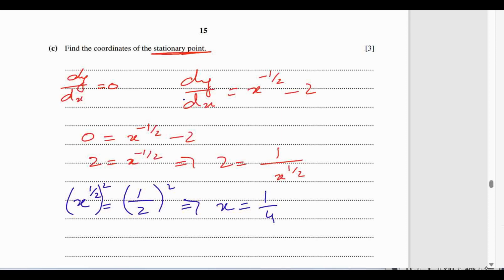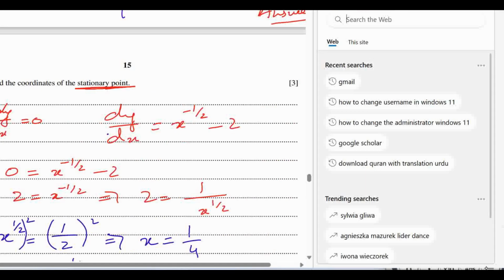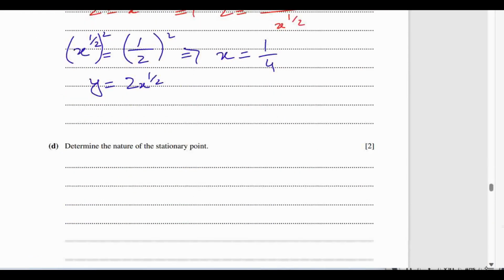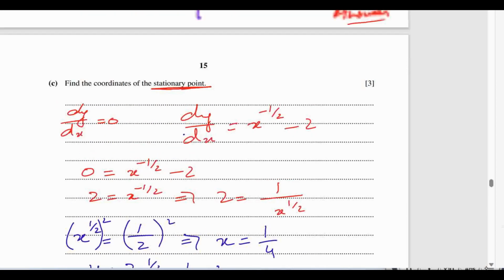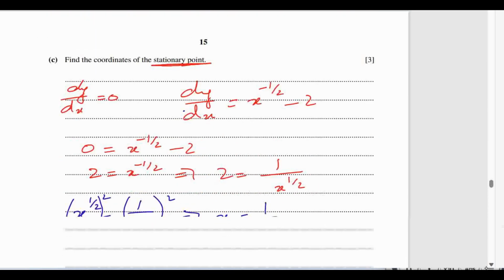Now this is the value of x. Let's find out the corresponding value of y. The equation of the curve was y is equal to 2x power 1 by 2. In the last part we found the equation of the curve: 2x power 1 by 2 minus 2x plus 3. So minus 1 by 2 plus 3. No, it's minus 2x plus 3.